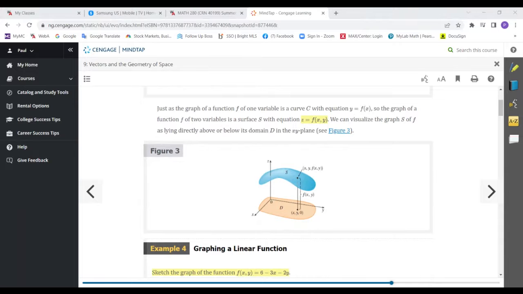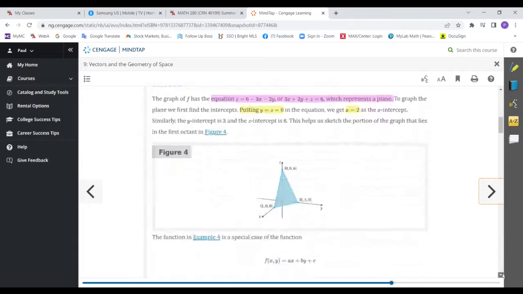And the points on the surface consist of three coordinates: the x coordinate, the y coordinate, and then the z coordinate, which is the function of x and y. So this is the idea behind graphing a function of two variables. And they have some nice examples here in the book.